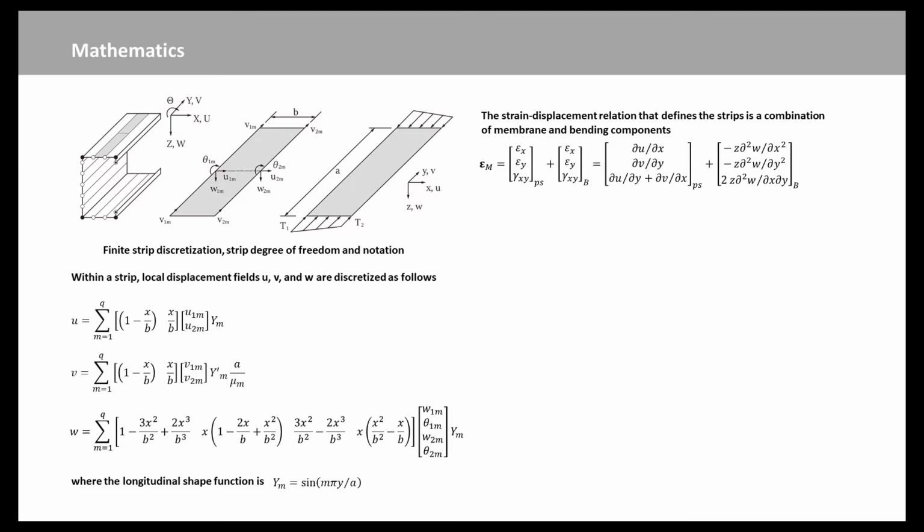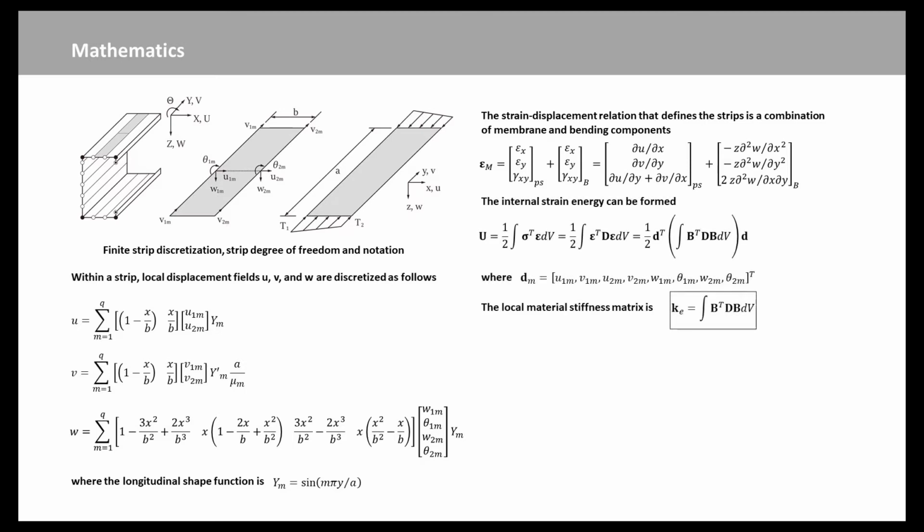The strain can be expressed. The strain displacement relation is combined with the shape functions in the conventional manner. First, the internal strain energy can be formed, where D is the matrix representation of the generalized 2D Hooke's law, and B defines the relationship between the strain vector epsilon and the displacement vector d.